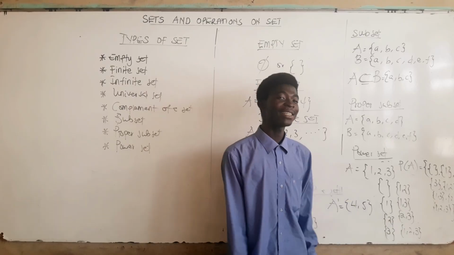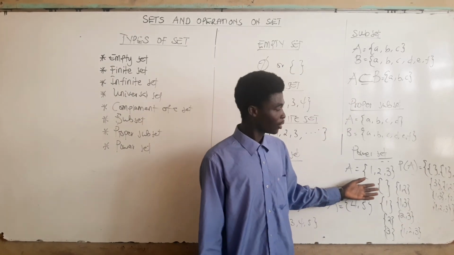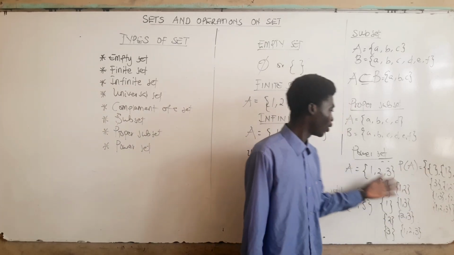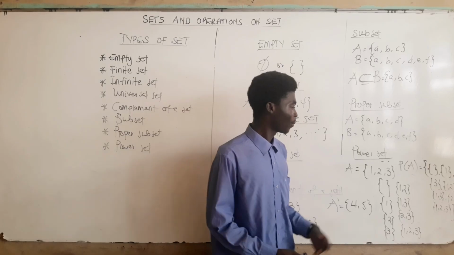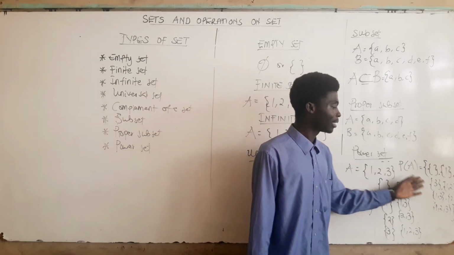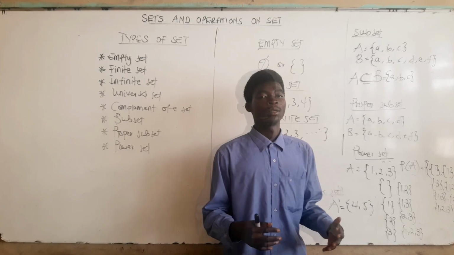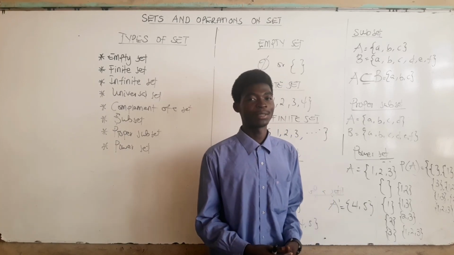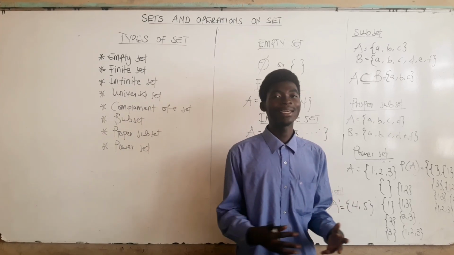So this is the power set I'm talking about. It contains the subsets of a given set. So these are the possible subsets of set A. We have 8 subsets here, and this is the way to represent it in power set form. So I believe you understand the power set now. Now let's move on to our next topic, finding the number of subsets in a given set.